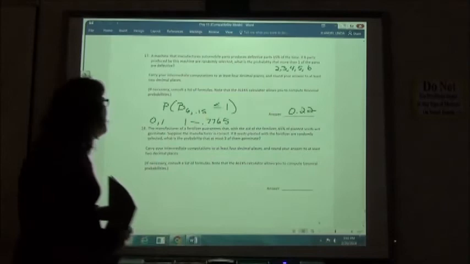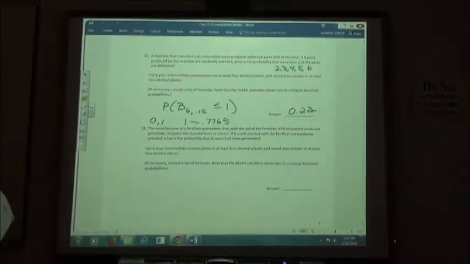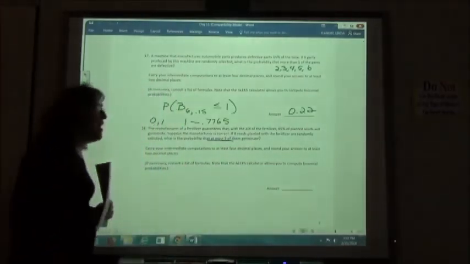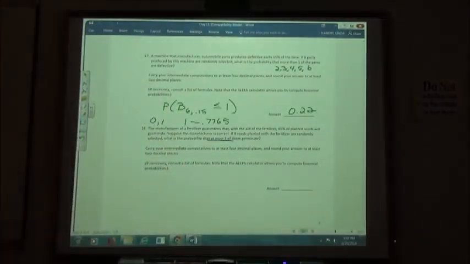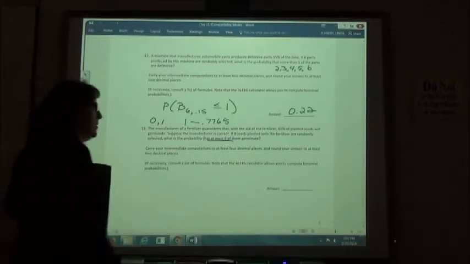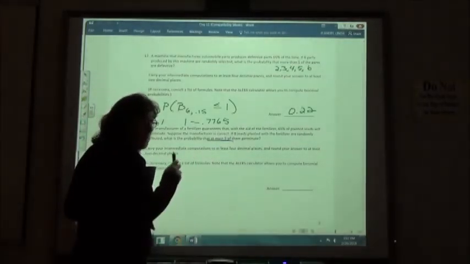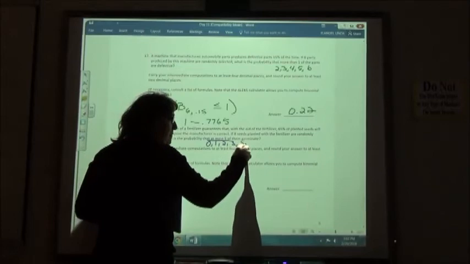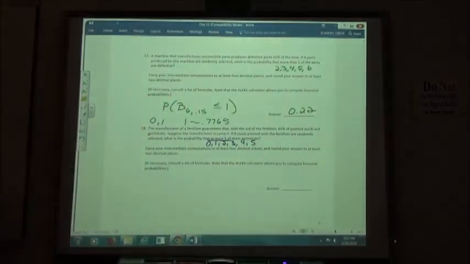So, 18. The manufacturer of a fertilizer guarantees that with the aid of the fertilizer, 65% of the planted seeds will germinate. Suppose the manufacturer is correct. If 8 seeds planted with the fertilizer are randomly selected, what is the probability that at most 5 of them germinate? So what does at most mean? 0, 1, 2, 3, 4, or 5 of them, right? Again, I could do all 6 ways of those separately, or I can use the Alex calculator.